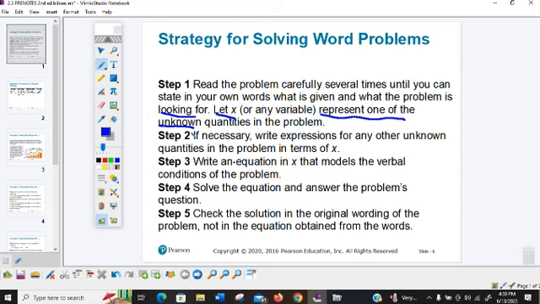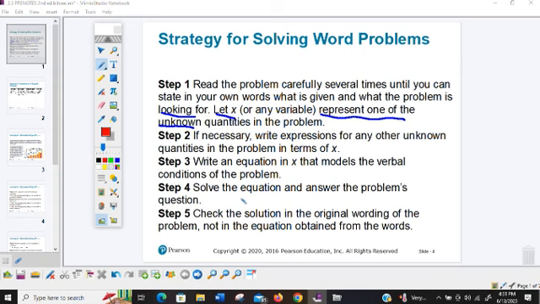So we have to figure out what it's looking for. The next thing, step two, write the expressions for any other unknown quantities in the problem in terms of X. We want to put everything in terms of X. We just want to deal with one variable. Step three, write an equation in X that models the verbal conditions of the problem. So we're going to write an equation that models what they're asking about.